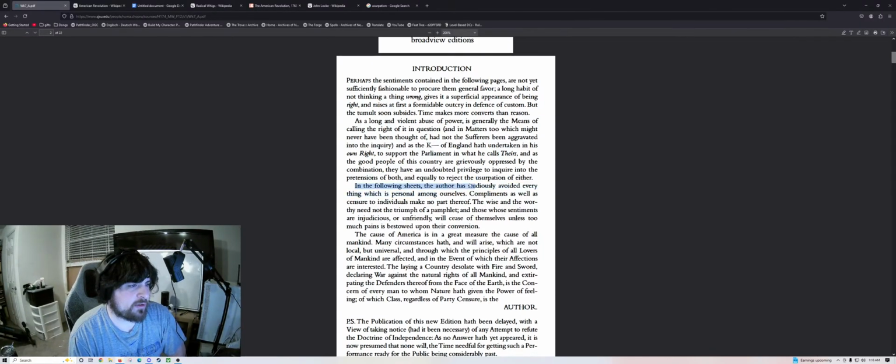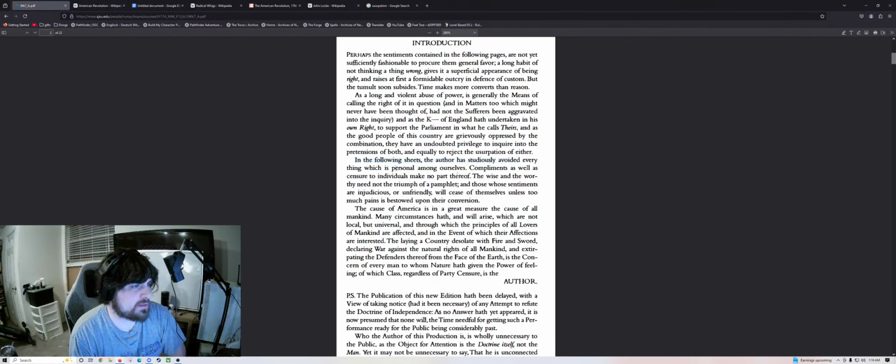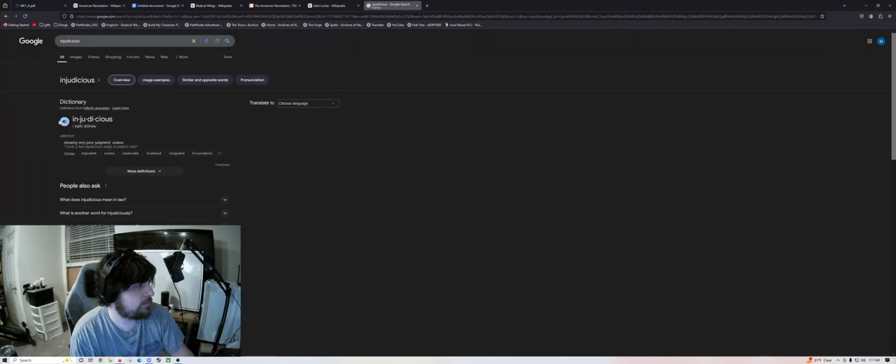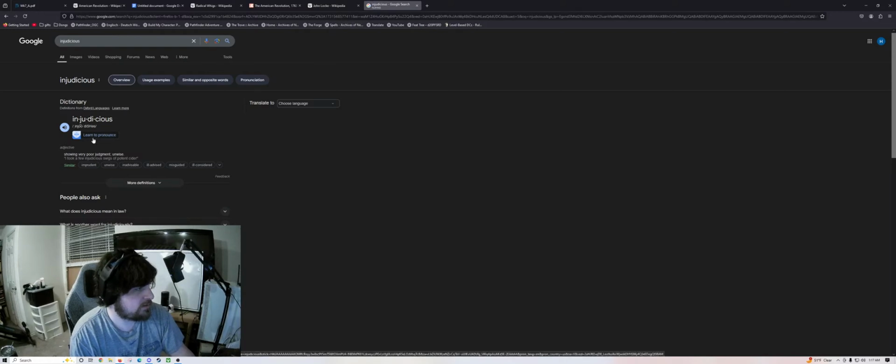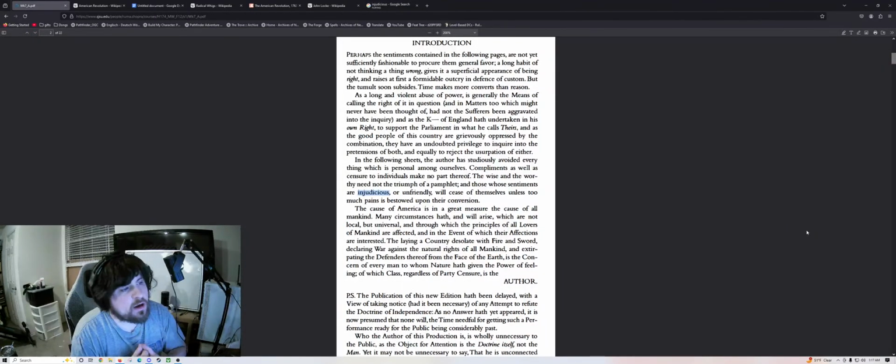In the following sheets, the author has studiously avoided everything which is personal among ourselves. Compliments as well as censure to individuals make no part thereof. The wise and the worthy need not triumph on the pamphlet, and those whose sentiments are injudicious or unfriendly will cease of themselves unless too much pains is bestowed upon their conversion.